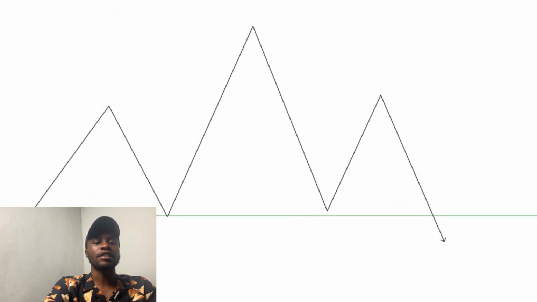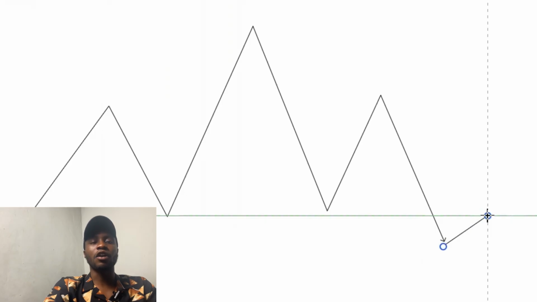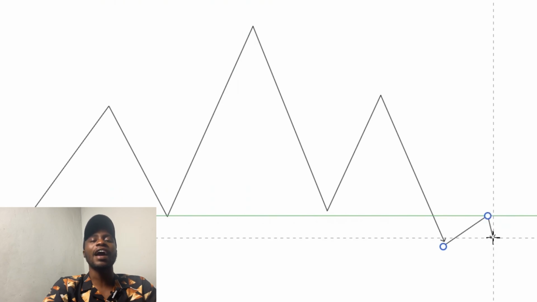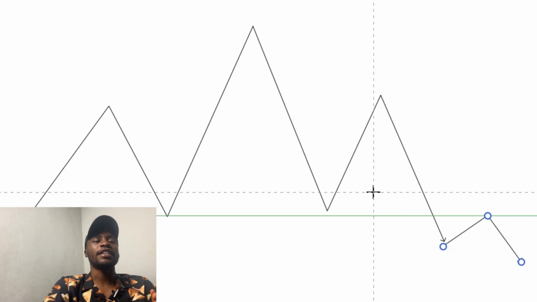Then the next thing is retests. Then any bearish engulfing candle I get, immediately the market is retesting it, any bearish engulfing candle I get, I strike and hold to the downside. So this is how I trade a head and shoulder.